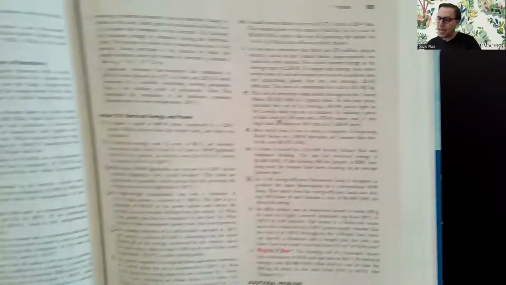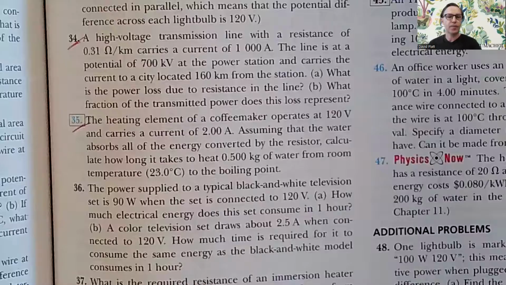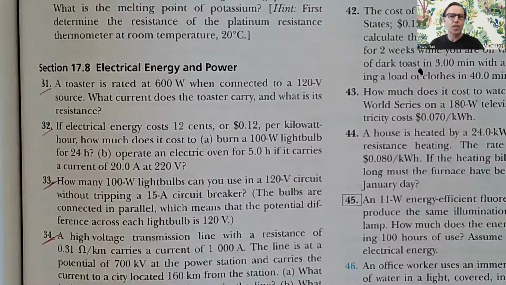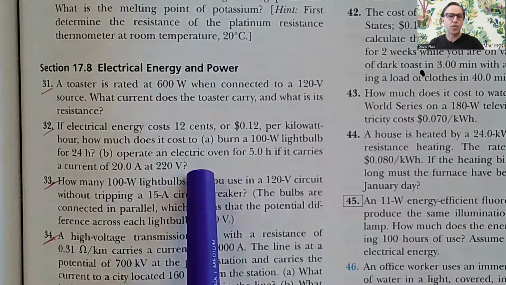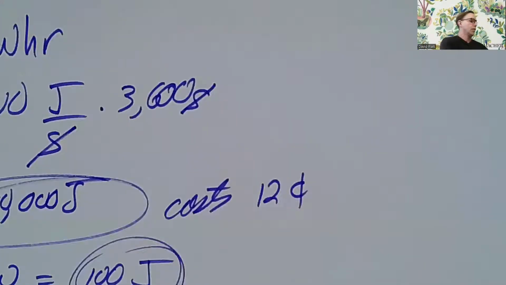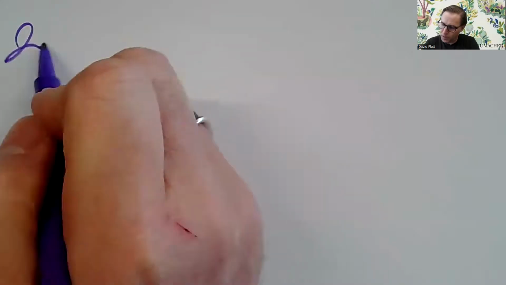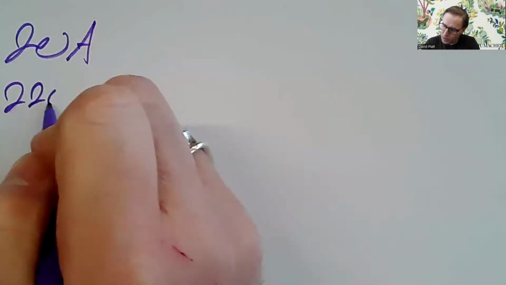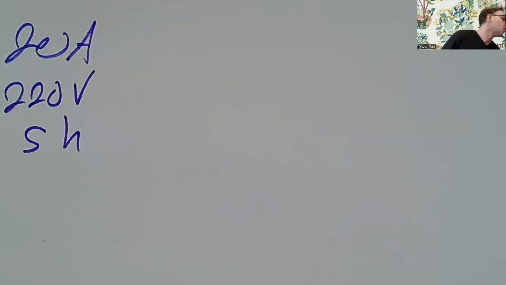And then letter B said, how much does it cost to operate an electric oven for 5 hours with a current of 20 amps at 220 volts? So 20 amps, 220 volts. 20 amps, 220 volts for 5 hours. I'm making sure I copy the problem down right. Yes, 20 amps, 220 volts.